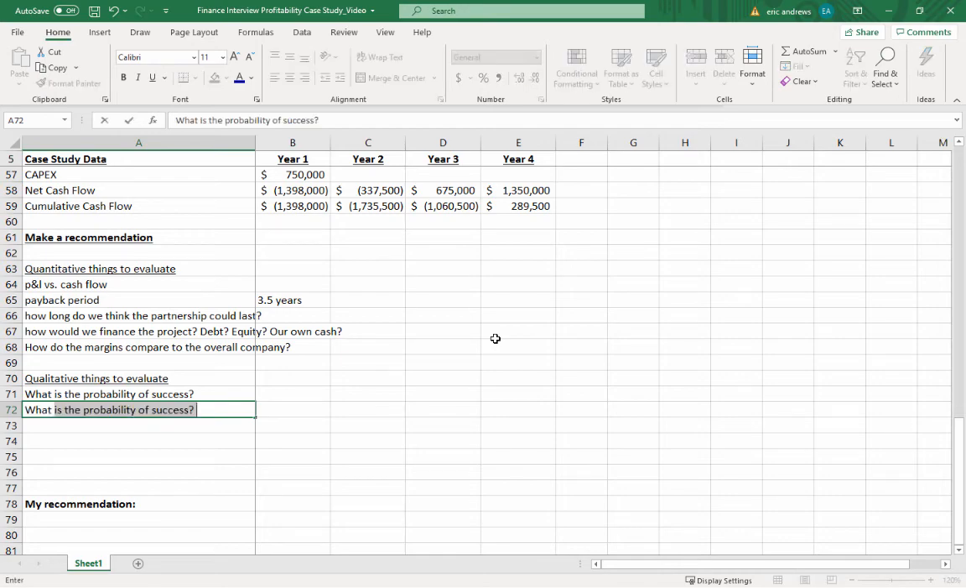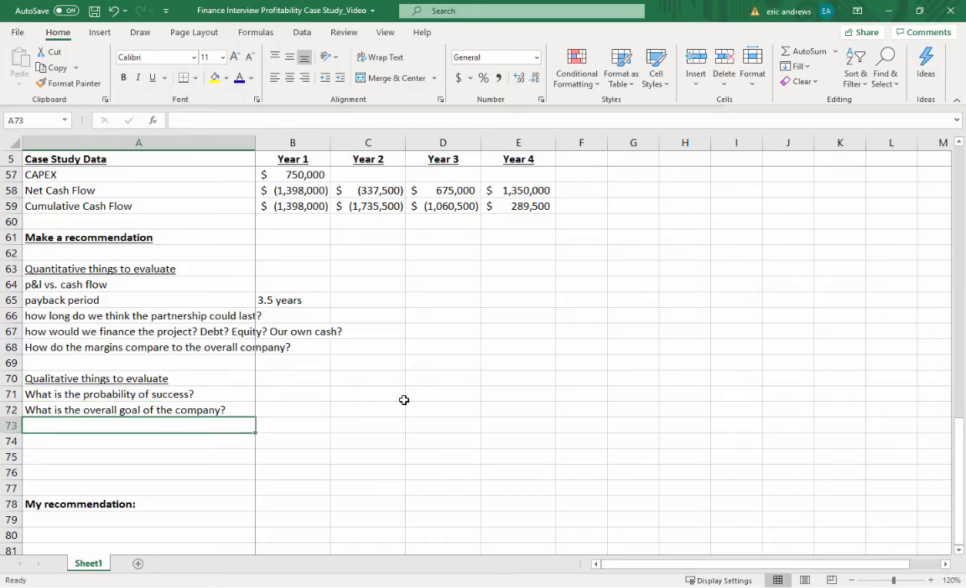Also, what is the overall goal of the company? This is an important question because, if we're part of a software company, does this software company really want to be selling to third parties? Do they want to be insulating themselves? Is their goal growth or is their goal profitability? And so it's like, does this align with the overall mission of the company, and does this help them take a step forward?